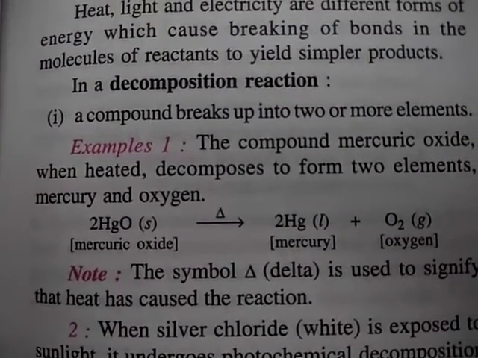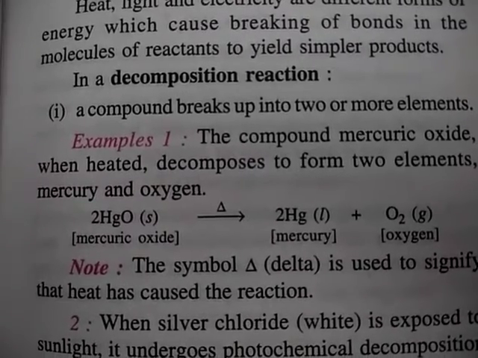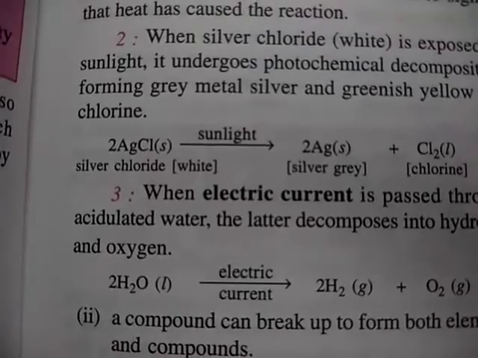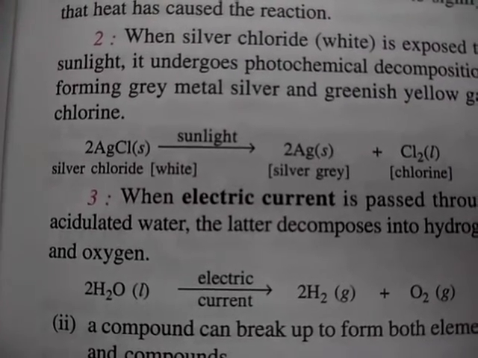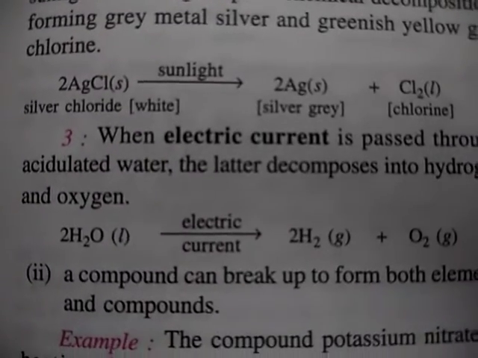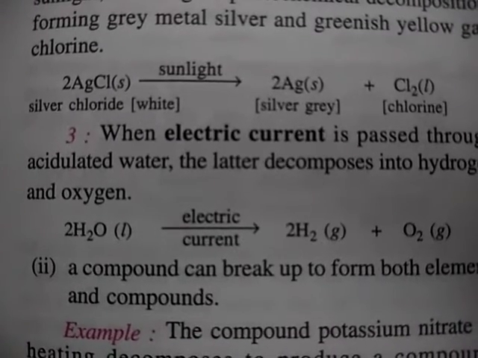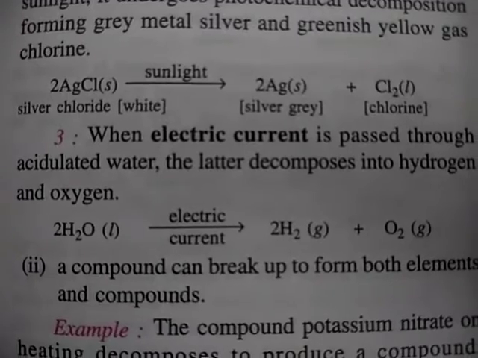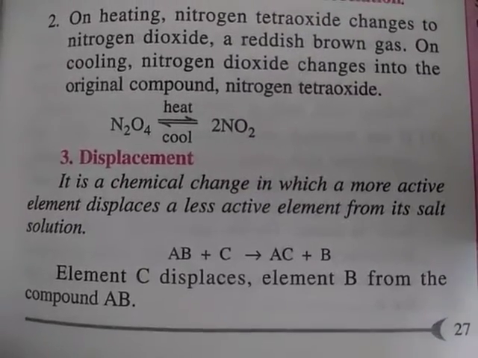Mercuric oxide has been decomposed to mercury and oxygen. So a single substance is broken down into two or more than two species. Silver chloride in presence of sunlight has been broken down into silver and chlorine. And then once again electrolysis of water will give you hydrogen and oxygen. So a single substance has been broken down into two, and some other times it can be broken down into more than two substances.